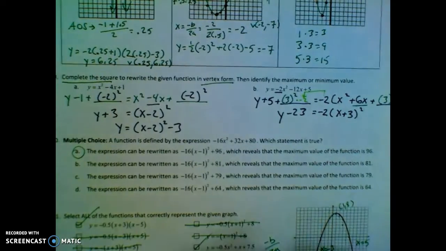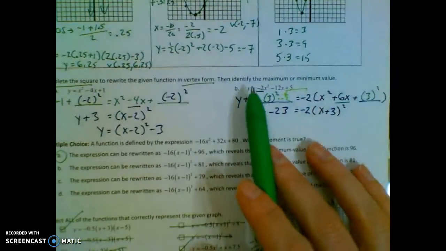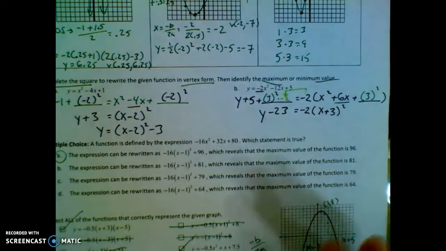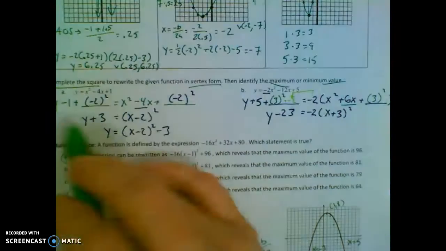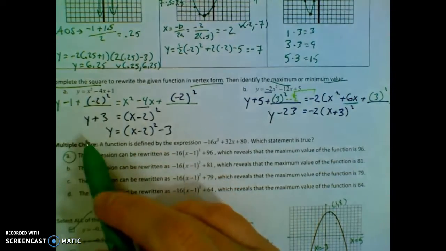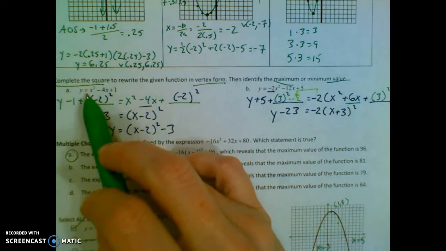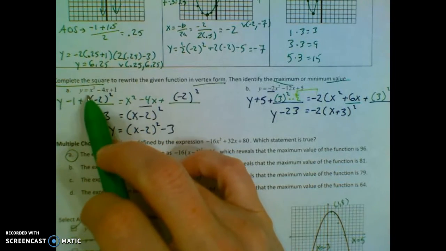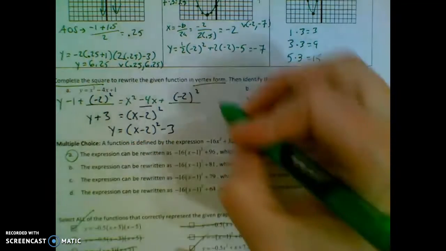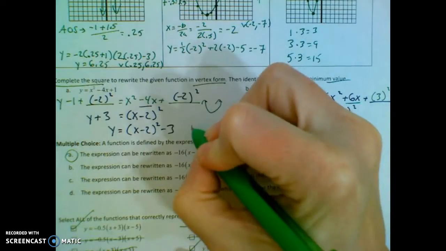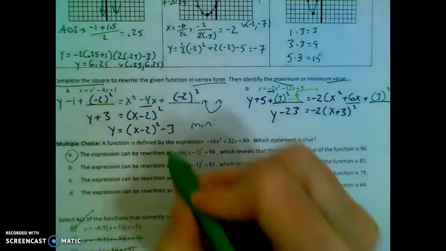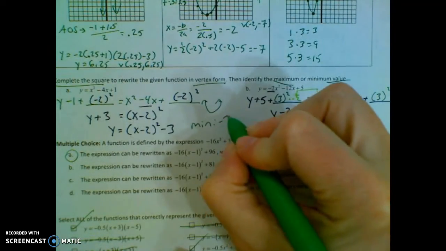Real quick, going back to question 29, I just realized I forgot to identify the max or the min. I was looking at the key and I saw I didn't do that. So question A, to figure out if it's a max or a min, look at your A value. My A value is a 1, which means my graph opens upward, so I know it's going to be a minimum. And then my minimum is just that negative 3.